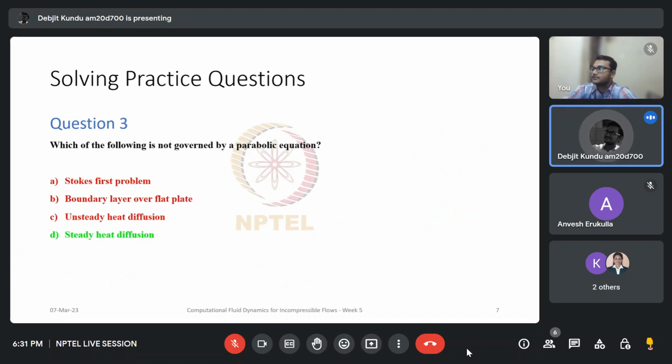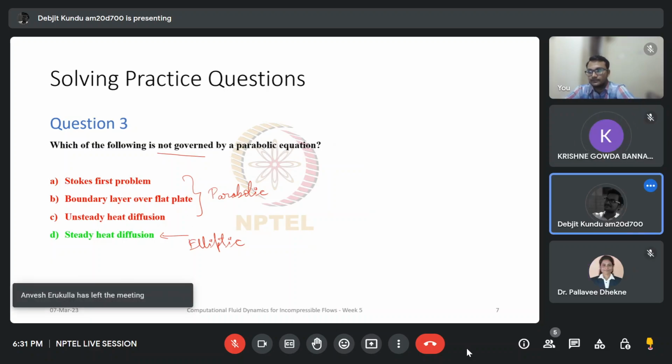Let's have a look at the solution, and indeed option D is the correct answer. Okay. So this one is an elliptic equation. The other ones are parabolic. Since the question was not governed, that's why this elliptic one would be the correct answer. Okay.